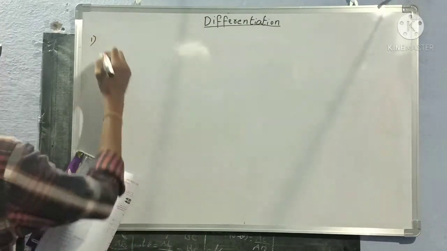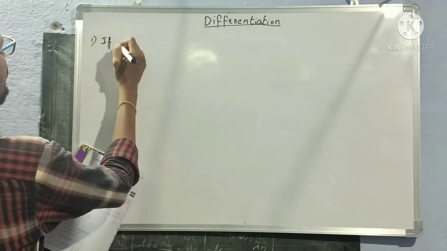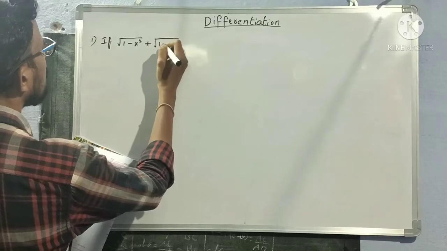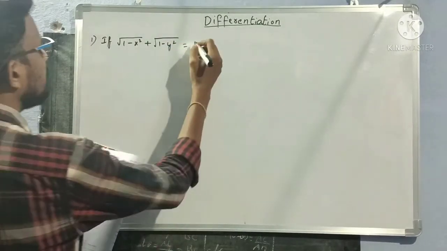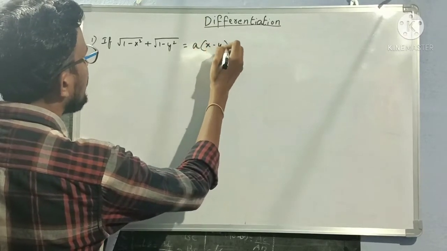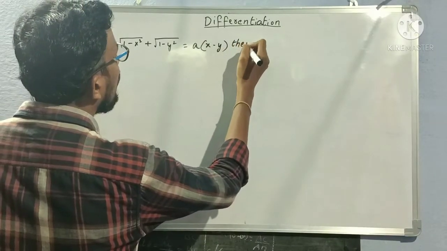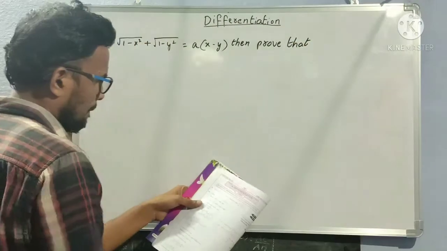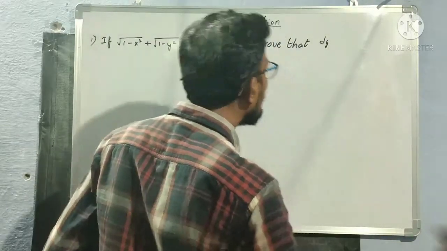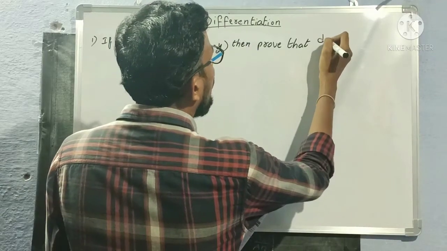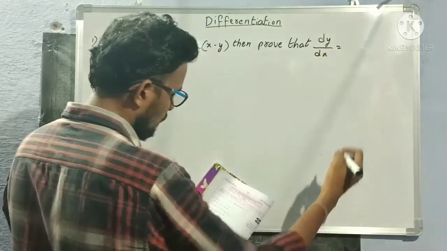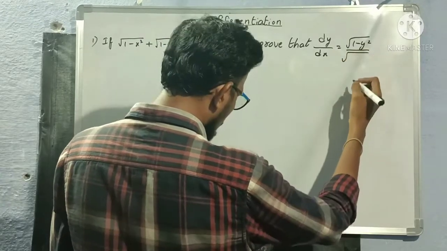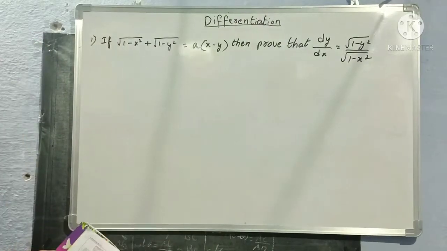First one: if square root of 1 minus x square plus square root of 1 minus y square is equal to a into x minus y, then prove that dy by dx is equal to square root of 1 minus y square by square root of 1 minus x square. So this is the question.